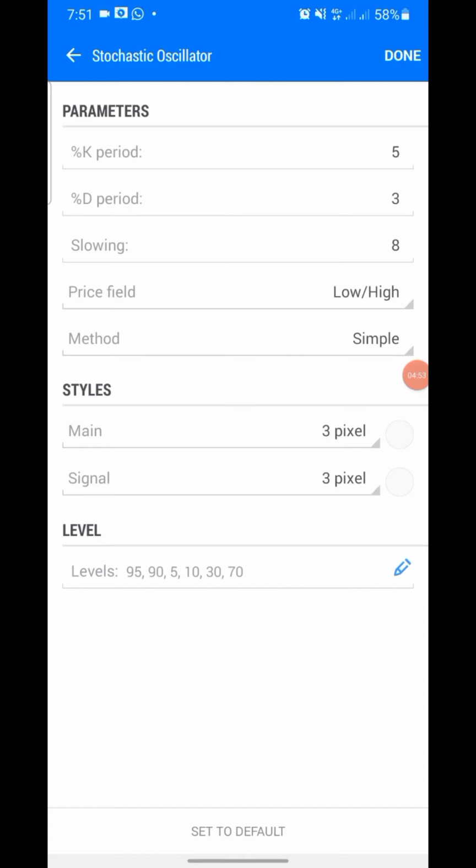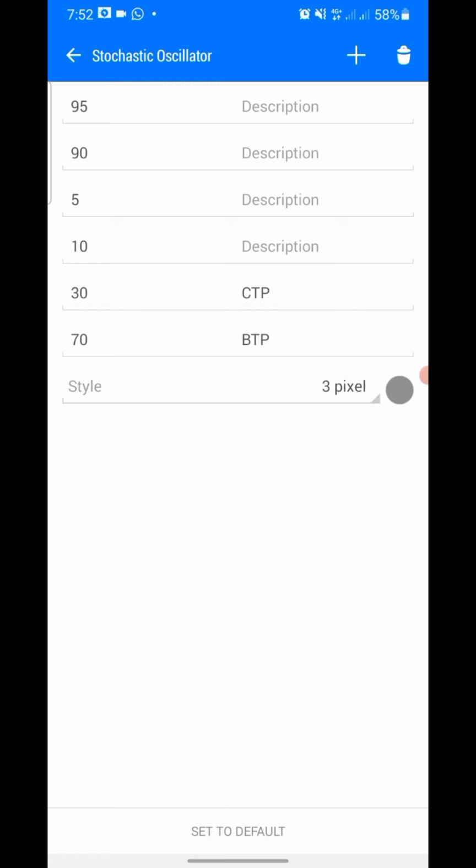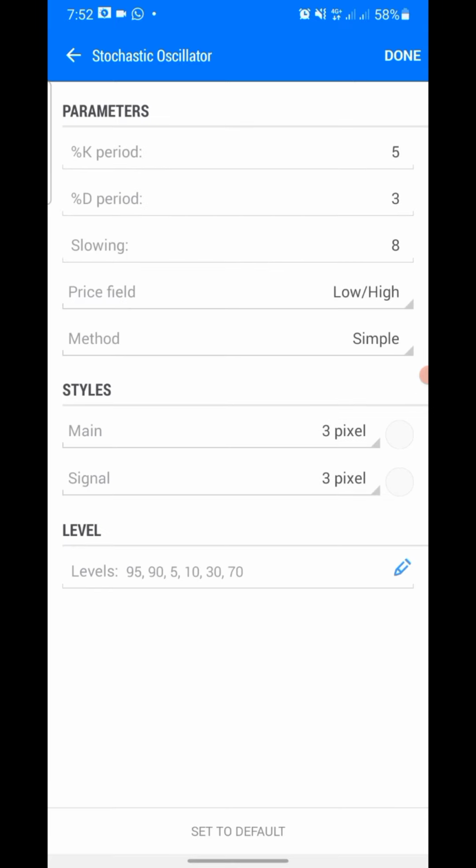And these are the levels. The styles also, the main style color and signal style color, should be the same as the background of your MT5 chart. And these are the levels. We have 95, 90, 5, 10, 30, 70. For the 30, we have the description as CTP. For the 70, we have the description as BTP. CTP means crash take profit. BTP means boom take profit. These are take profit levels. So you click on done.